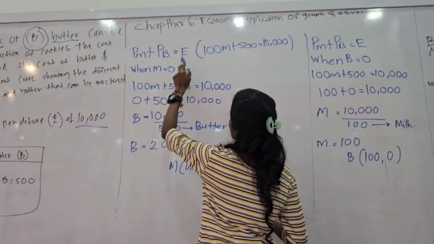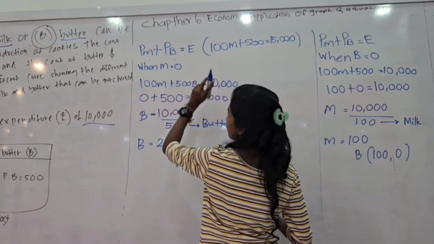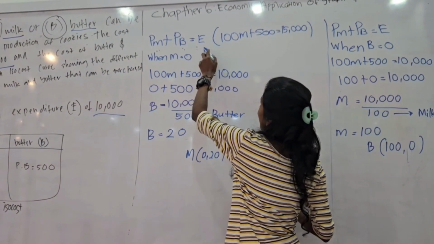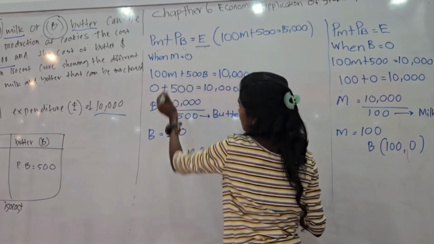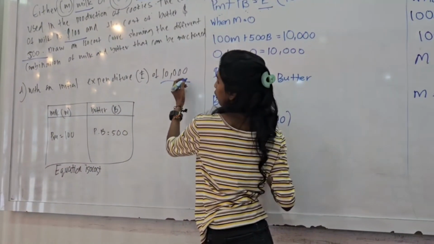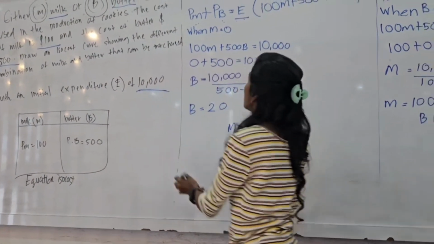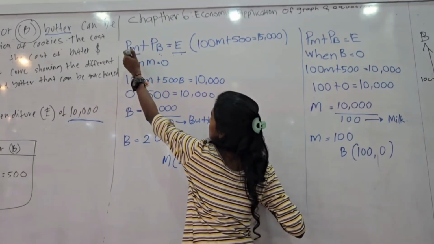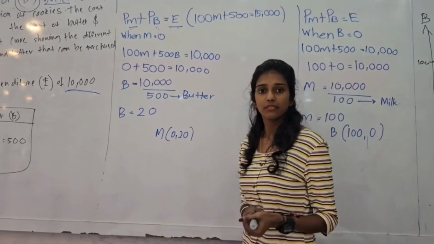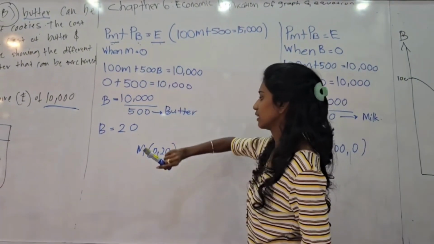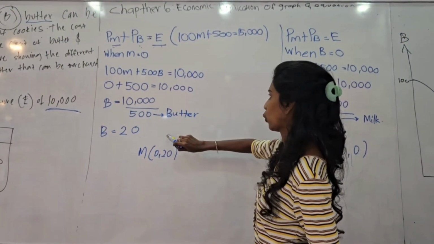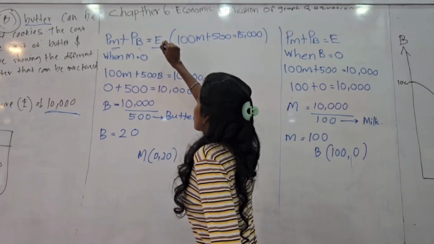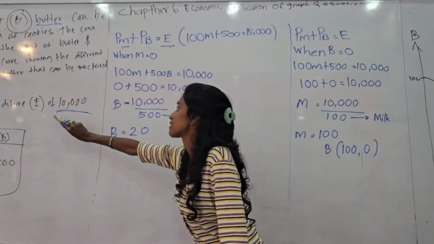PM and PV equals expenditure. The expenditure mentioned here is the expenditure of the production, which is 10,000. So we want to calculate the isocost equation. PM plus PV equals expenditure. The expenditure is 10,000.